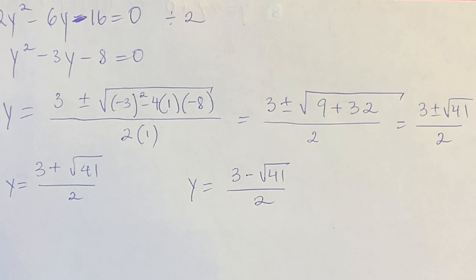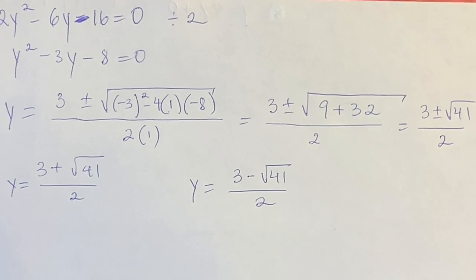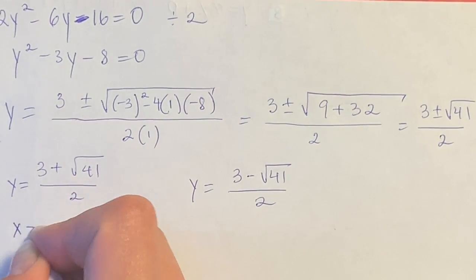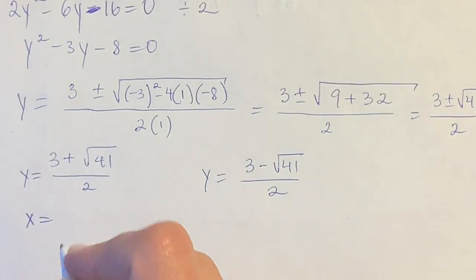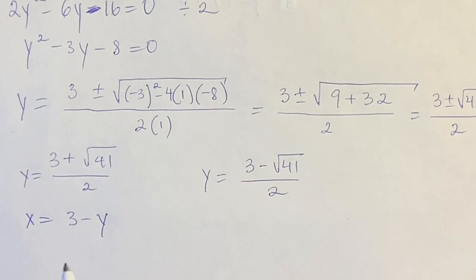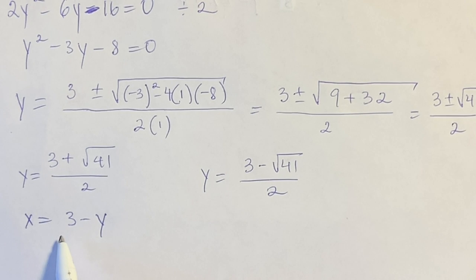Now the solution to a system is the x and the y both. So I'm going to now find the x. Based on the system, x was equal to 3 minus y. So I just have to subtract these solutions from 3, and that will be x.